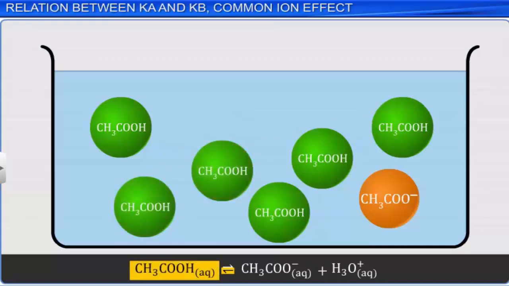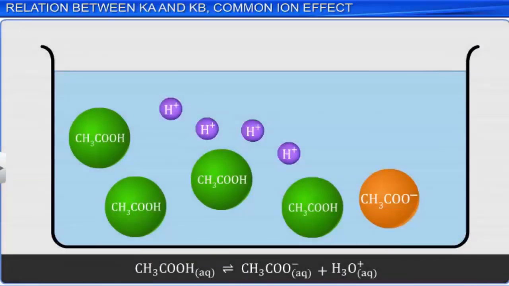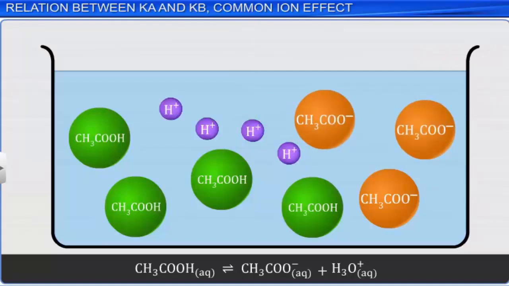Similarly, if you add sodium acetate, CH3COONa, that furnishes CH3COO minus ions, the equilibrium also shifts to the left, suppressing the ionization of acetic acid. These are both illustrations of the common ion effect. The common ion effect may be defined as the shift in the position of an ionic equilibrium caused by the addition of a solute that provides an ion that is a part of the equilibrium.